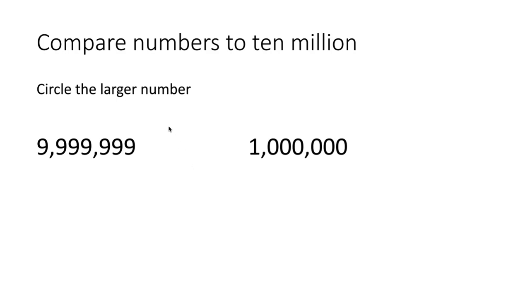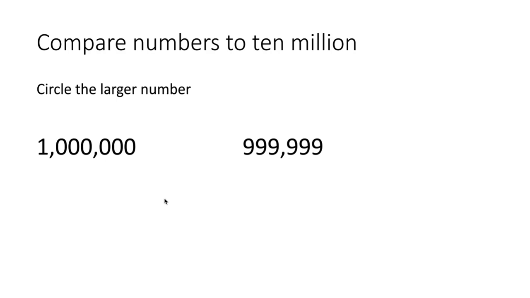Next, let's circle the larger number. Let's read them again. 9,999,999 or 1 million. They both have millions in them. This has 9 millions. This has 1 million. You straight away see that 9 million is more than 1 million. So the larger number is 9,999,999.